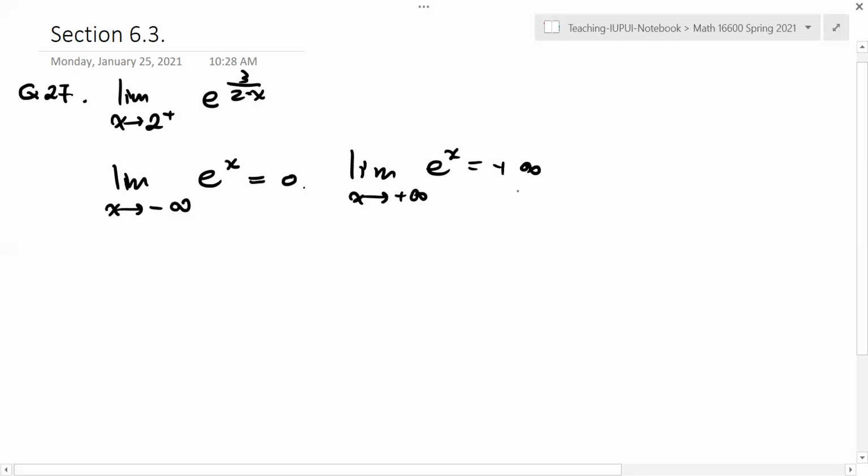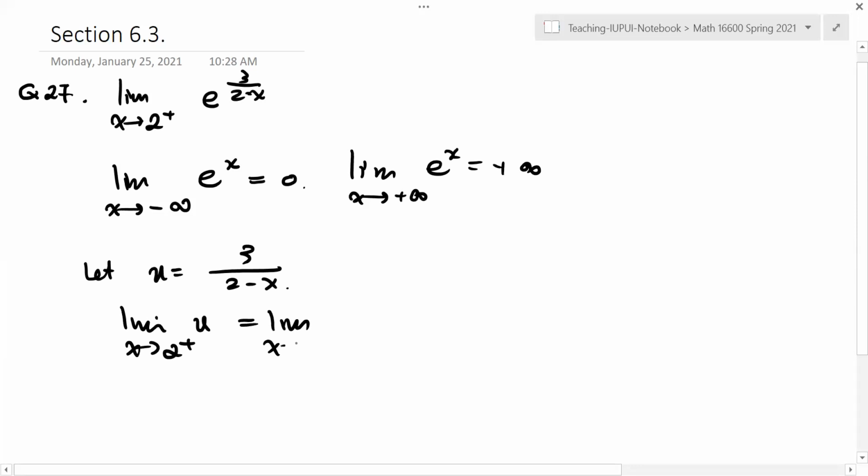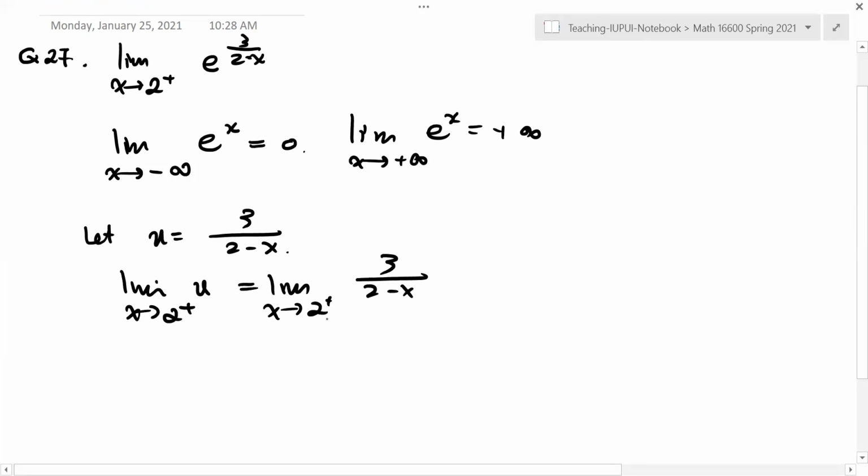So for limits, you can also use substitution. You let u be 3 over 2 minus x. First you find the limit as x approaches 2 from the positive side. What is that limit? Look at this. When x approaches 2 from the positive side, that implies two things.